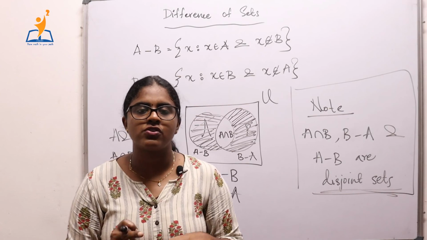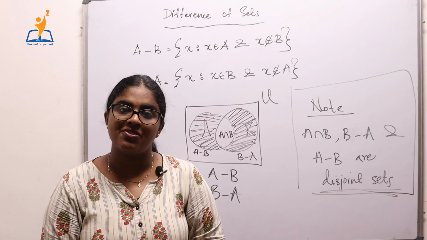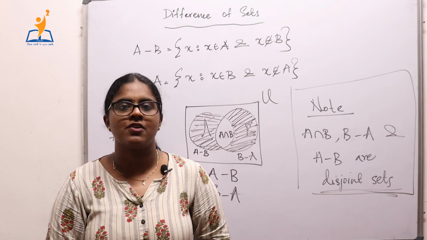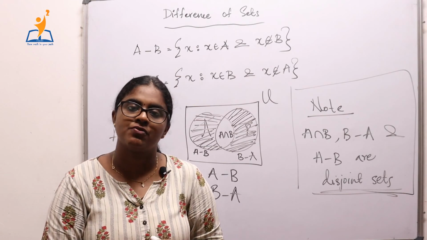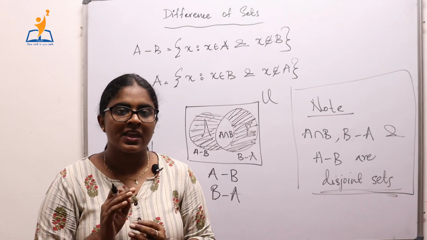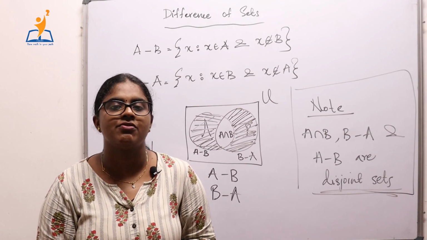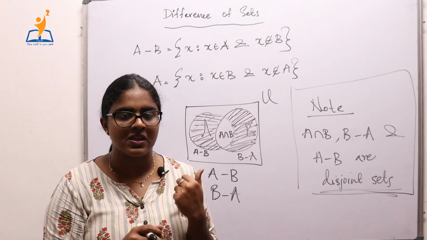So that's all for today's class. We have learned what a Venn diagram is, and what the different operations on sets are. We have learned union of sets, intersection of sets, difference of sets, and we have studied various properties of union and intersection. Keep in mind all the properties and all the definitions very thoroughly, and in the next class we will solve the exercise related to this content.